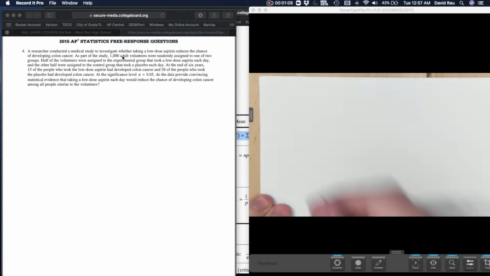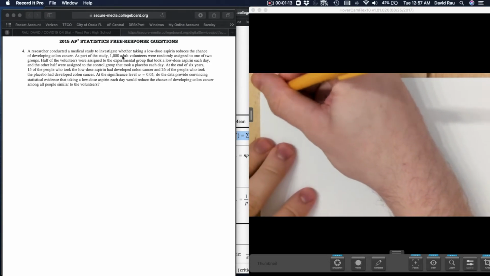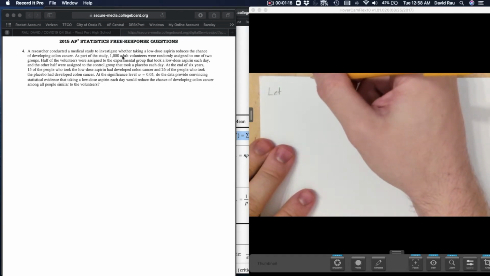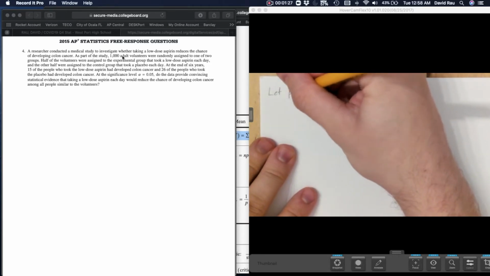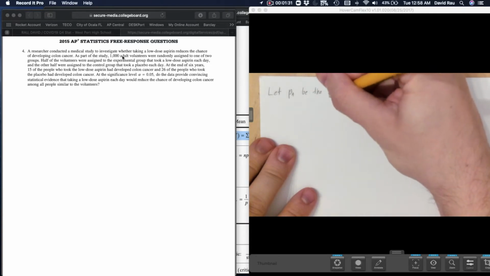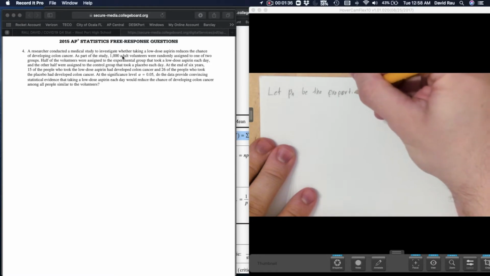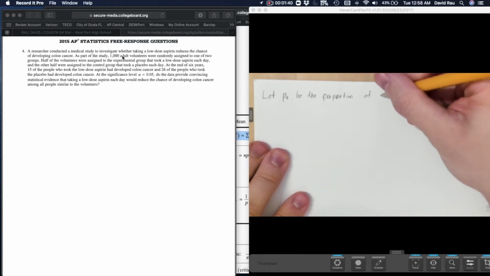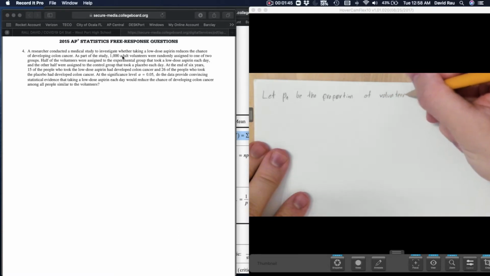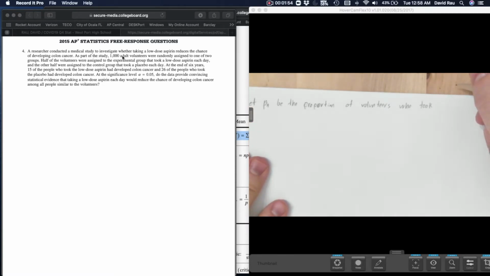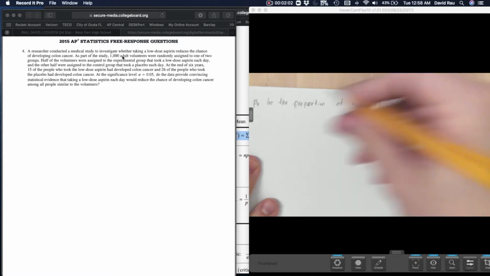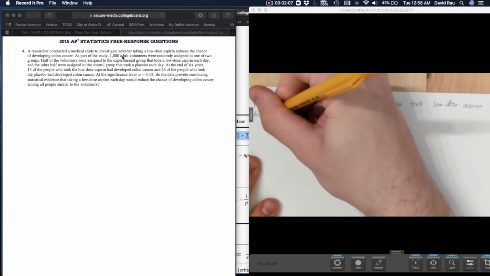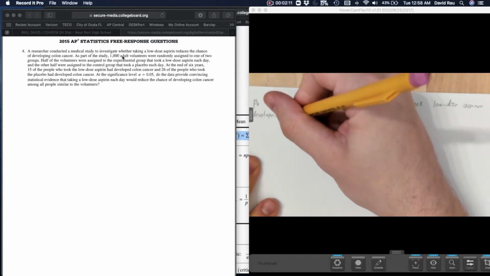We're going to begin with defining our variables. Now, we're dealing with proportions here because essentially we have 15 out of 500 and 26 out of 500. Hopefully you see that. I'm going to say let P of A be the proportion of volunteers who took low-dose aspirin and developed colon cancer.